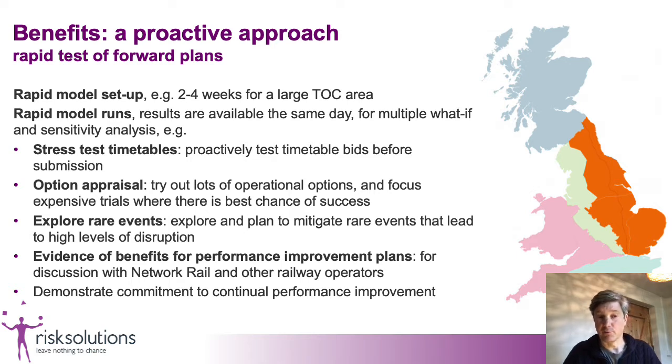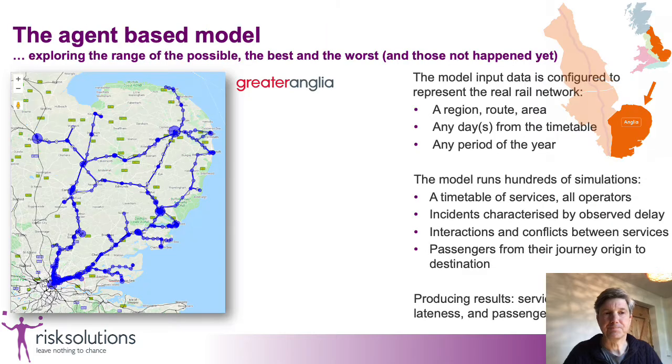Some examples of the things we've used it for: stress testing timetables, proactive testing of forward plans before timetable bids to check there are no serious issues with timetables, they'll perform as expected. Trying out different operational options, option analysis, focusing expensive trials where they're likely to give you the best chance of success. Exploring rare events and mitigating against them. And generating evidence for your performance improvement plans, quantifying the likely performance improvements that you're going to expect.